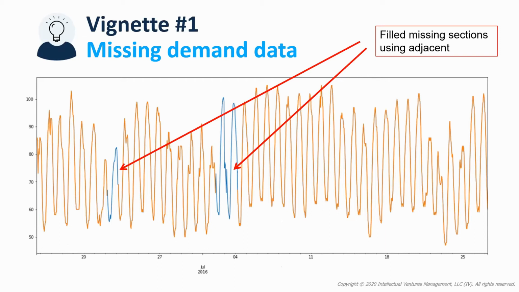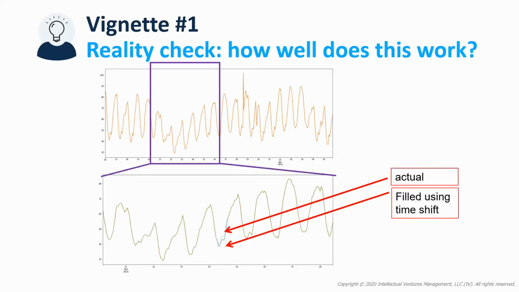It seems to follow the same sort of pattern. However, it's good to be able to check this when we know the correct answer. And so we also did that. So this shows a reality check of how well this algorithm works when we run it on a missing section of data that isn't really missing, but that we removed from the data set and then filled in. And so you can see that the actual data for this period of time and also the data that was filled in using this time shift algorithm are very similar.